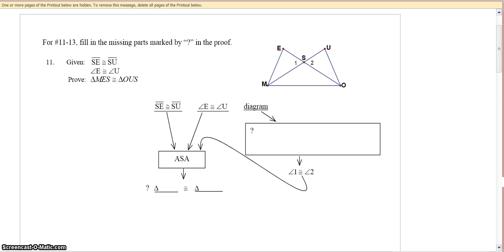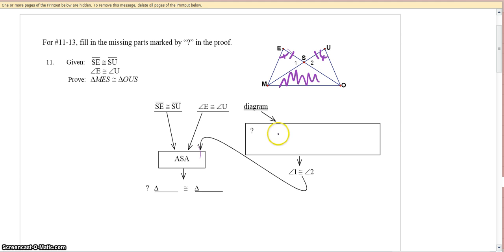So I'm going to go ahead and mark my givens. We have SE congruent to SU, angle E congruent to angle U, so it's an S and an A there, and we need to prove that triangle MES is congruent to triangle OUS. So not overlapping triangles here, there really isn't much going on in this part of the diagram. So we've got SE congruent to SU, angle E congruent to angle U, and it ends up being an ASA situation. So that means I've got to do something here with angle 1 and angle 2.